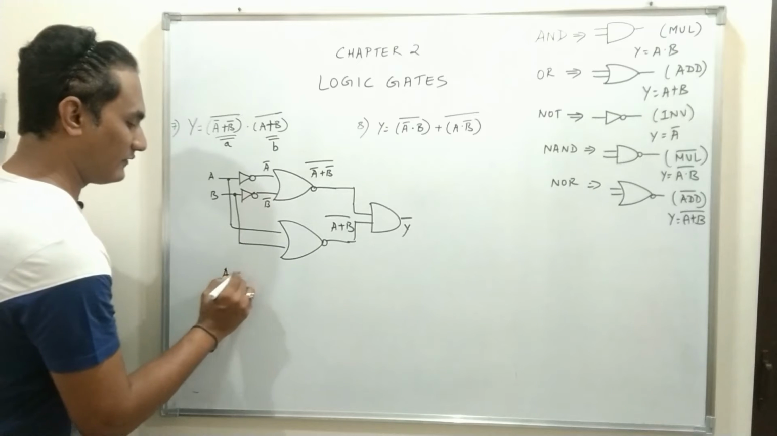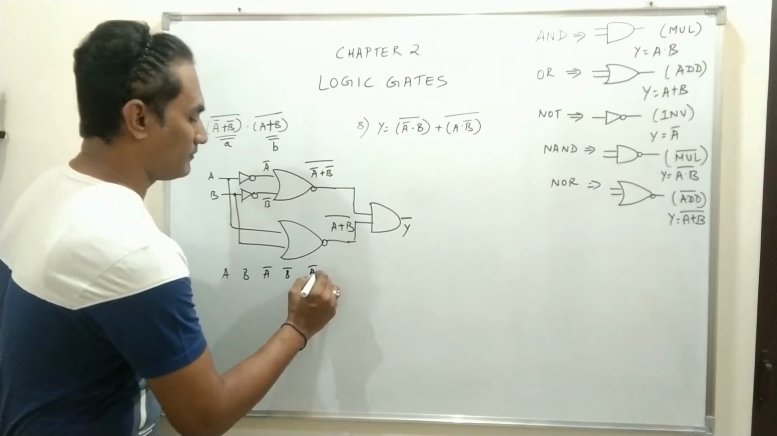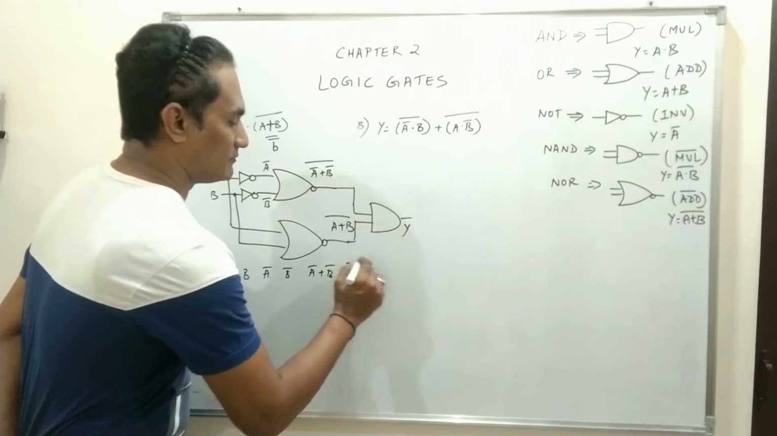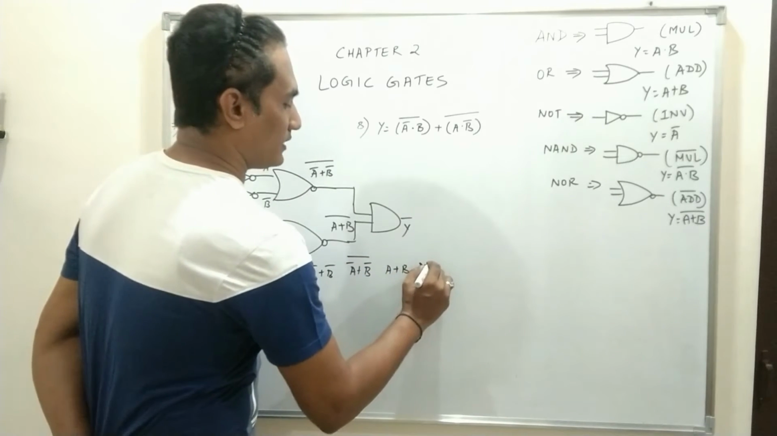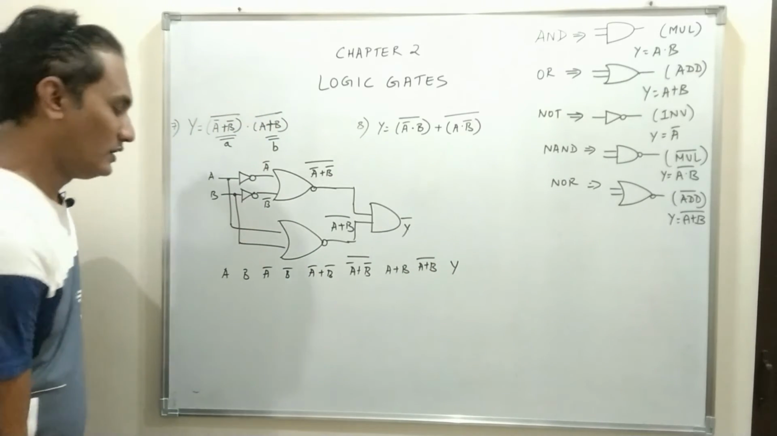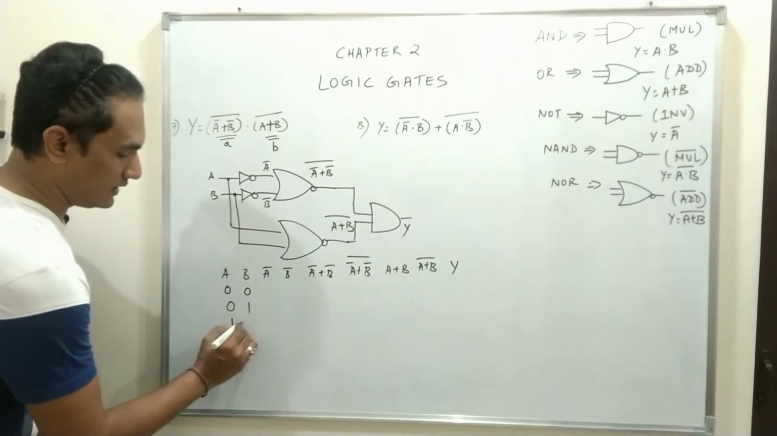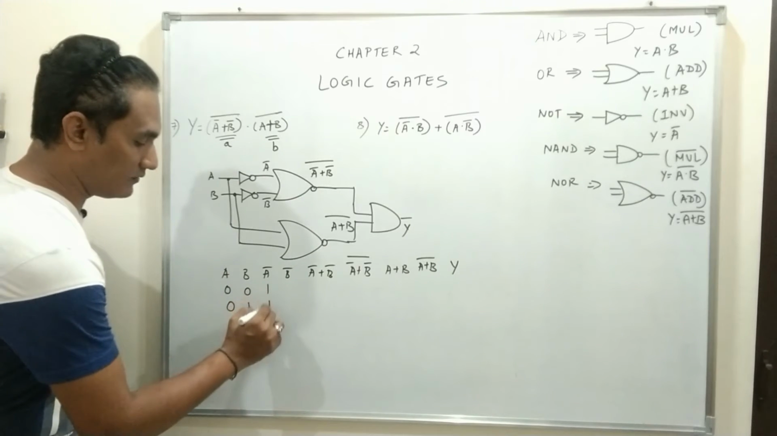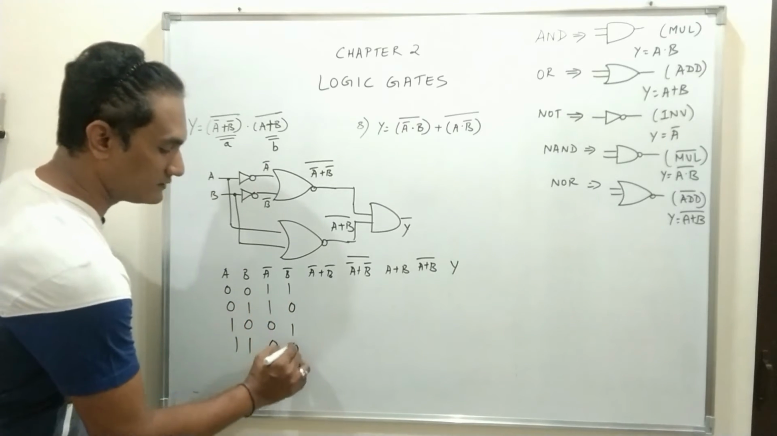The truth table will have A, B, A bar, B bar, (A bar plus B bar) whole complement, then (A plus B) whole complement, and Y. So again A and B: 00, 01, 10, 11. What will be A bar? Complement of A, it will be 1 1 0 0. B bar, complement of B, 1 0 1 0.